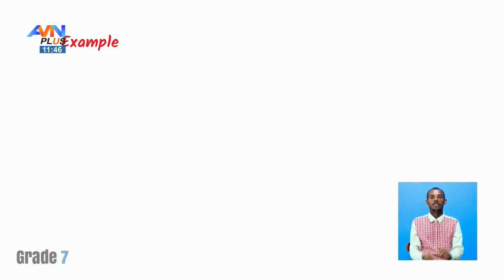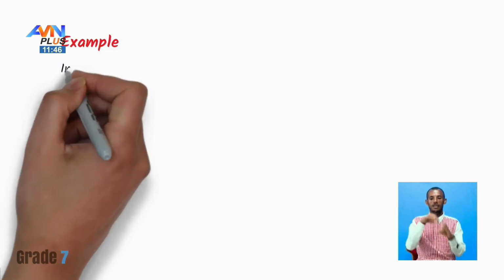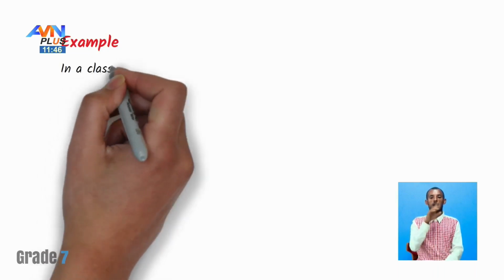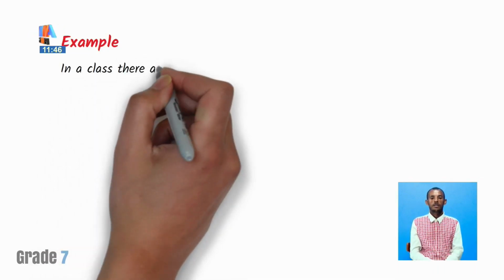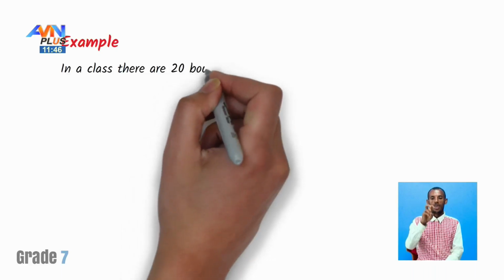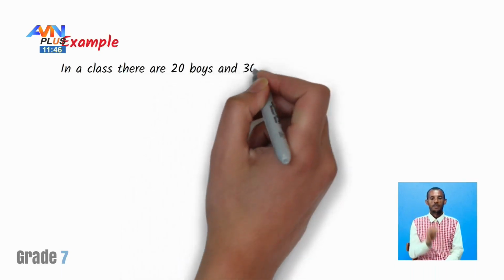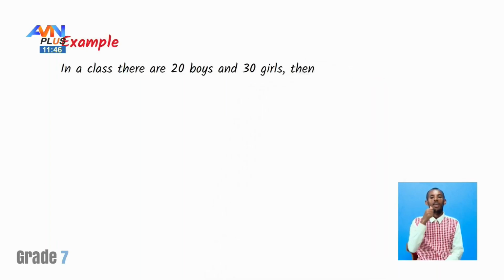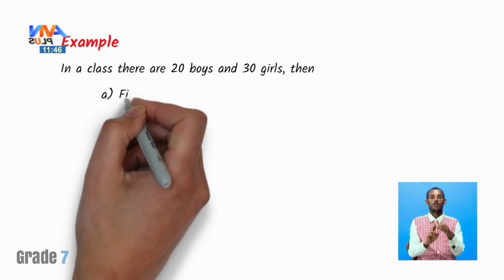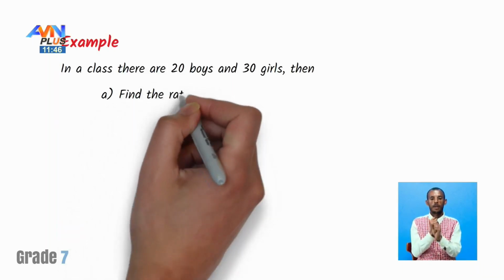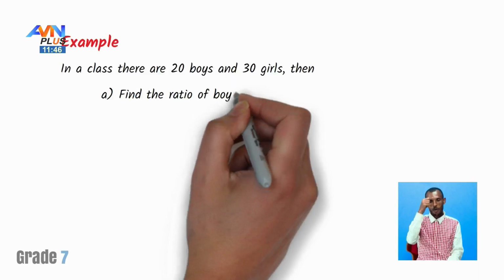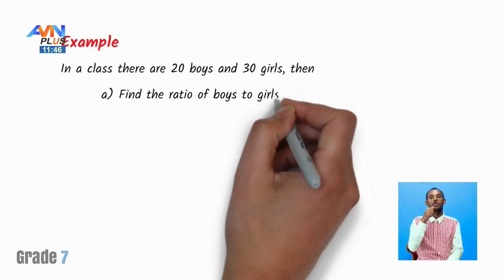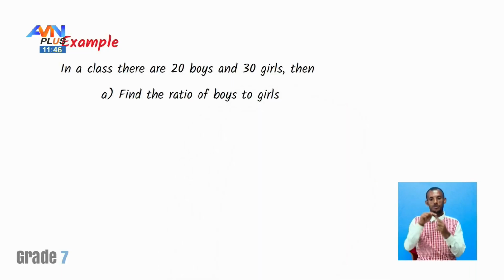In a class, there are 20 boys and 30 girls. Then find A, the ratio of boys to girls.